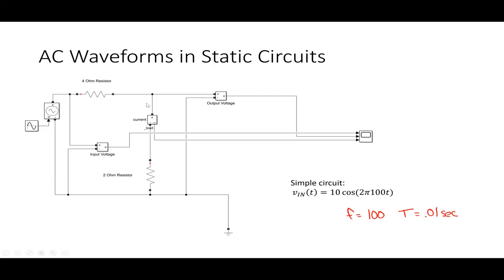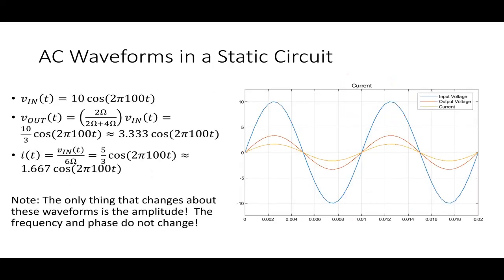What I've got is a voltage divider, so it better be the case that V out is equal to 2 over 4 plus 2 times V in. Okay, so V out should also be a cosine wave, and the current in this circuit would be V in divided by 4 plus 2. All right, so that also better be a sine wave with a different amplitude.